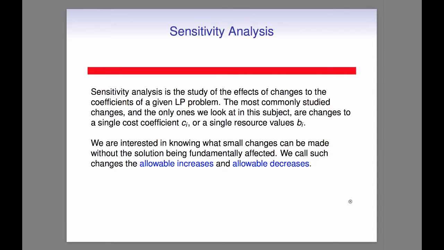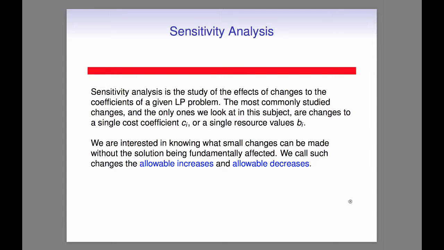This week we're going to look at sensitivity analysis of linear programming problems. So this concerns the question as to the degree to which the optimal solution depends upon variations in the cost coefficients and the resource values. If we vary the cost coefficients or the resource values slightly, will the optimal solution change radically, or will it just change a little bit?